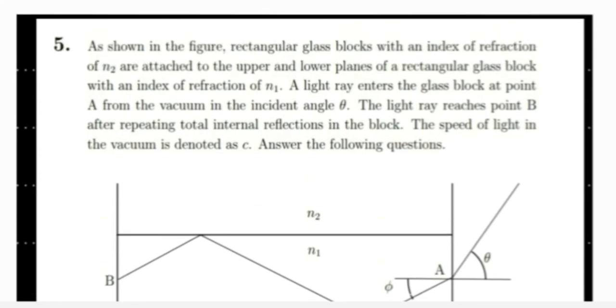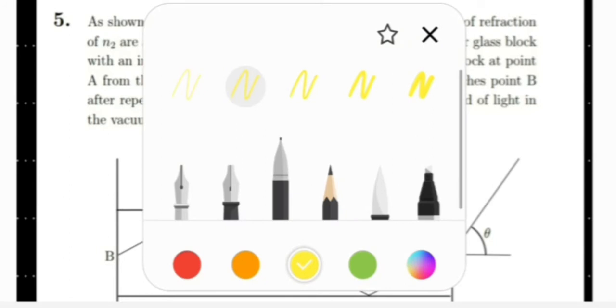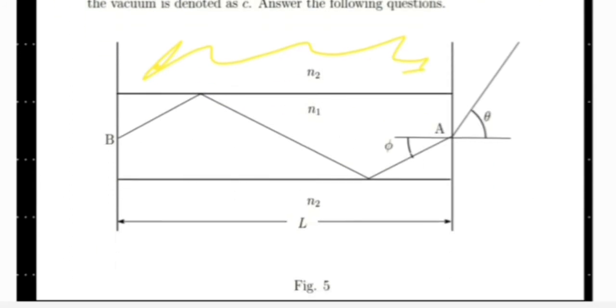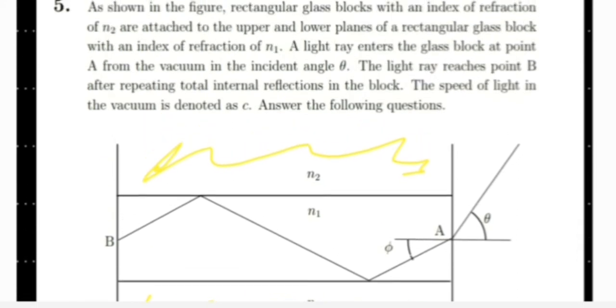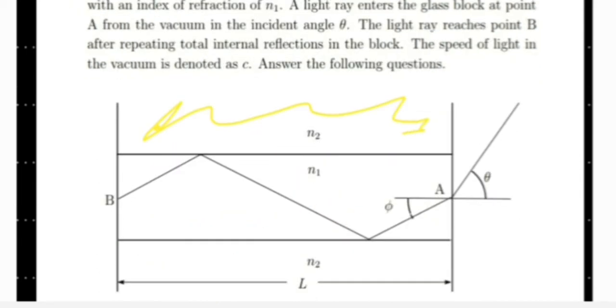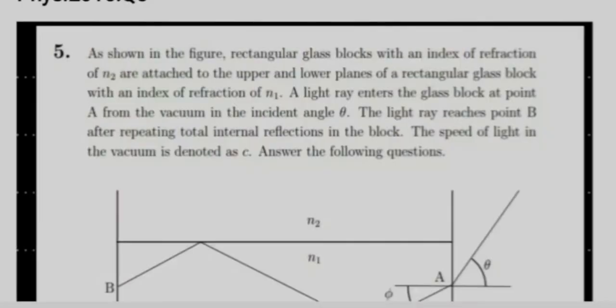As shown in the figure, a rectangular glass block with an index of refraction of n2. So there is a glass over here, with the index of refraction n2, attached to the upper and the lower planes of the rectangular glass block. So this is another glass with the index of refraction n1.